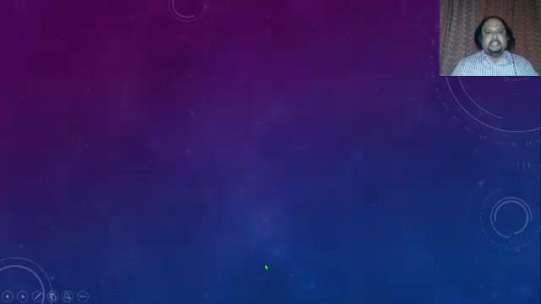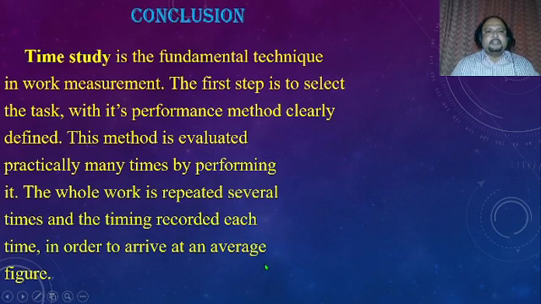Now let us proceed to the last slide of today's discussion, and again the term conclusion continues, and here we'll discuss time study once again. The time study is the fundamental technique in work measurement. The first step is to select the task with its performance method clearly defined. This method is evaluated practically many times by performing it. The whole work is repeated several times and the time recorded each time in order to arrive at an average figure.